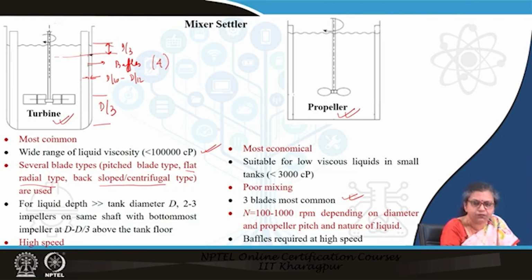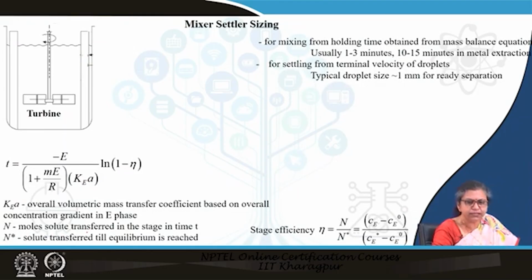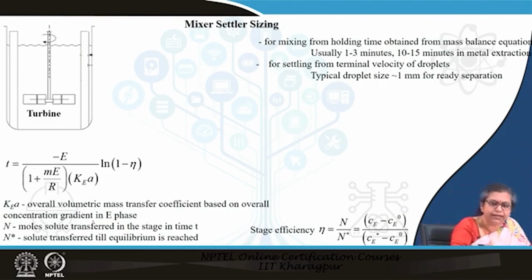So, you know that when we are going for a mixer settler device or equipment for extraction, we first need to size the vessel, then we need to design the impeller, and we also need to decide the dimension of the baffles. Let us go one by one. Initially, suppose we go for the settling. As I have told you, the settling is a function of the holding time, the time which is required for the mass transfer. So the holding time we can obtain from the mass balance equations.